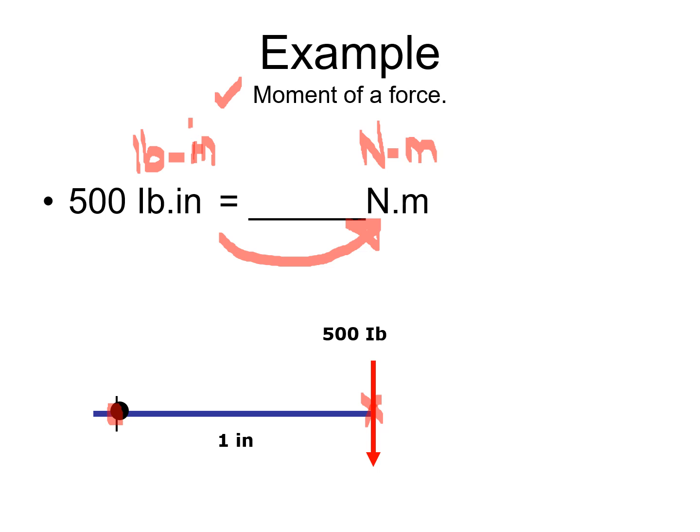So this is the meaning of 500 pound inch. Actually, this has to go upward here because this is positive. But we're not trying to define the direction. We are trying to convert the unit. So now I understand what 500 pound inch means. So now I'm going to convert it. I convert this 500 pound into Newton, and then I convert inch into meter.